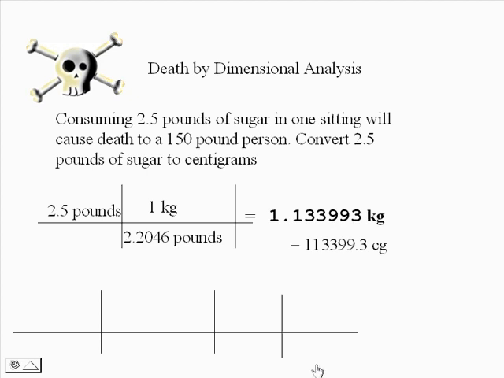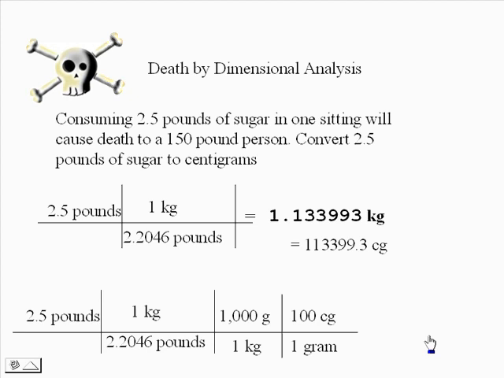I could do it another way below here where I start off with 2.5 pounds and go in the same direction as I did at the top, but I can do that 1 kilogram is equal to 1,000 grams, and in 1 gram there's 100 centigrams, and I would get the same answer. It just depends on which you feel more comfortable with doing, and so again, canceling them out, you would get the centigrams.